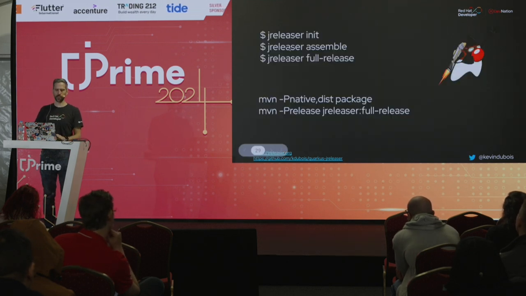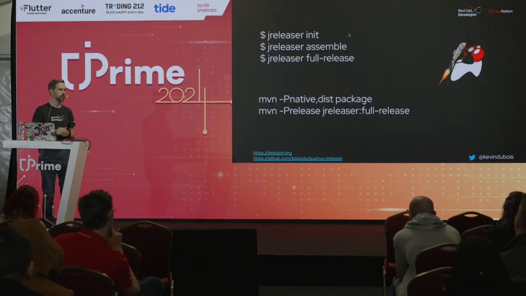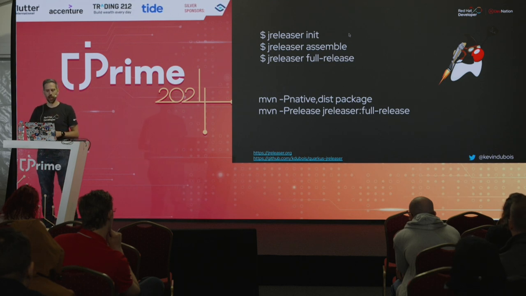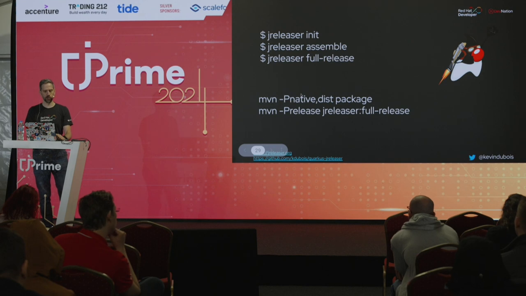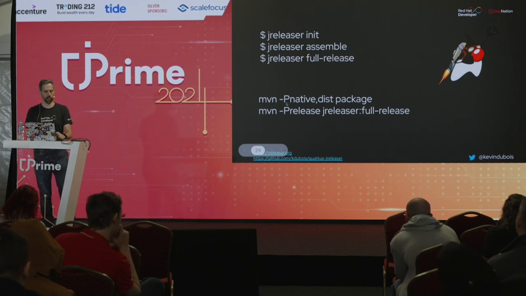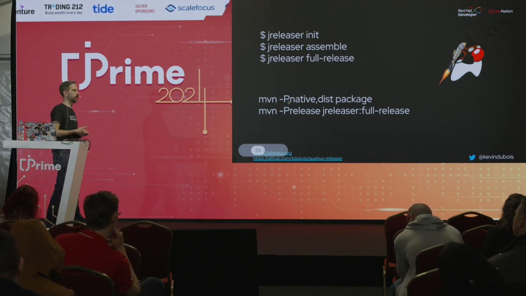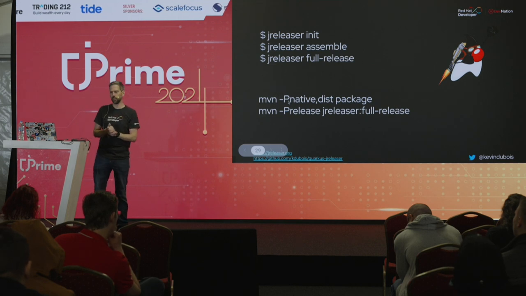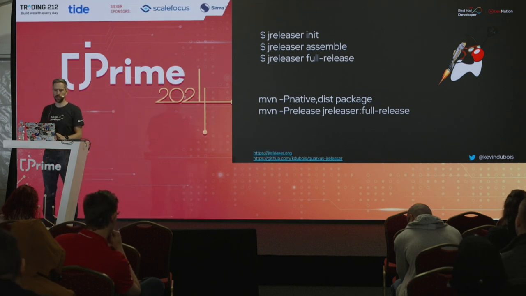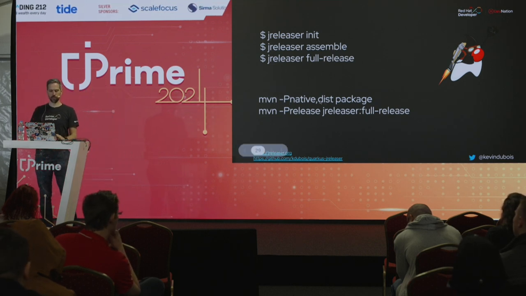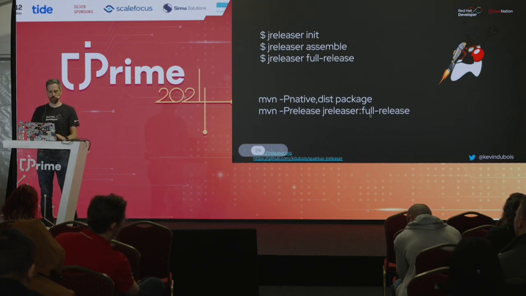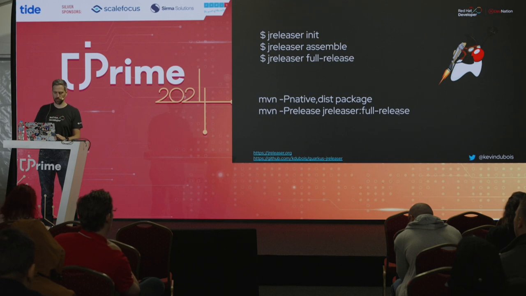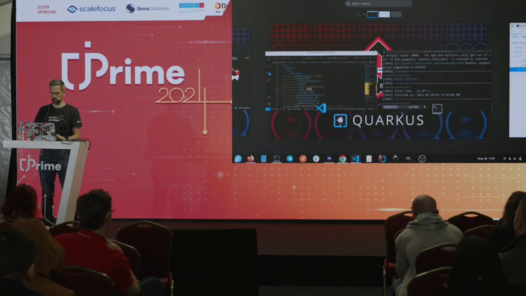A way to get started with JReleaser is, in your application, you can just do jreleaser init, assemble the files, and then release it. You can also configure these parameters in your pom.xml, and say, package it up, create a distribution, and then you can just say mvn -Prelease jreleaser:full-release. So I'm going to try that on my application here.